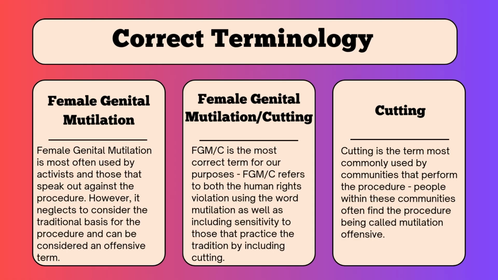Although these 3 terms are okay, there are differences in when and why each term is used. Female genital mutilation is most often used by activists and those that speak out against the procedure. However, it neglects to consider the traditional basis for the procedure and can be considered an offensive term. Female genital mutilation / cutting is the most correct term for our purposes. FGMC refers to both the human rights violation using the word mutilation as well as including sensitivity to those that practice the tradition by including cutting.